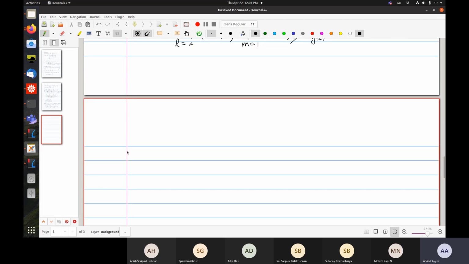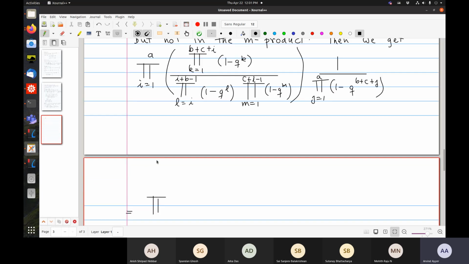So this is now equal to product I equals 1 to A, product K going from, instead of 1, I'll start with C plus I, right? Because the terms from 1 to C plus I minus 1 will cancel out. So K will start from C plus I and go to B plus C plus I, 1 minus Q bar K.